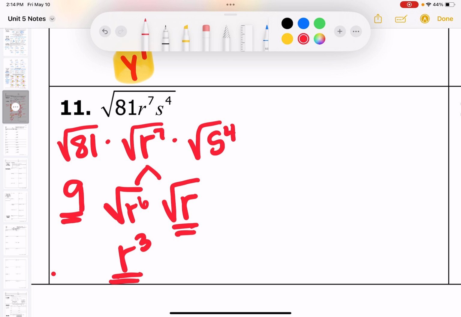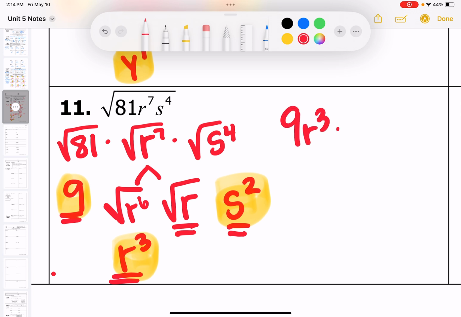Then s to the 4th can be simplified because 4 is an even number. So I do 4 divided by 2, and I get 2. So everything that's underlined is going to be in our final answer. Everything not under a square root is going to come first. So 9r3s2. And then whatever is left under the radical, we're going to put at the end.